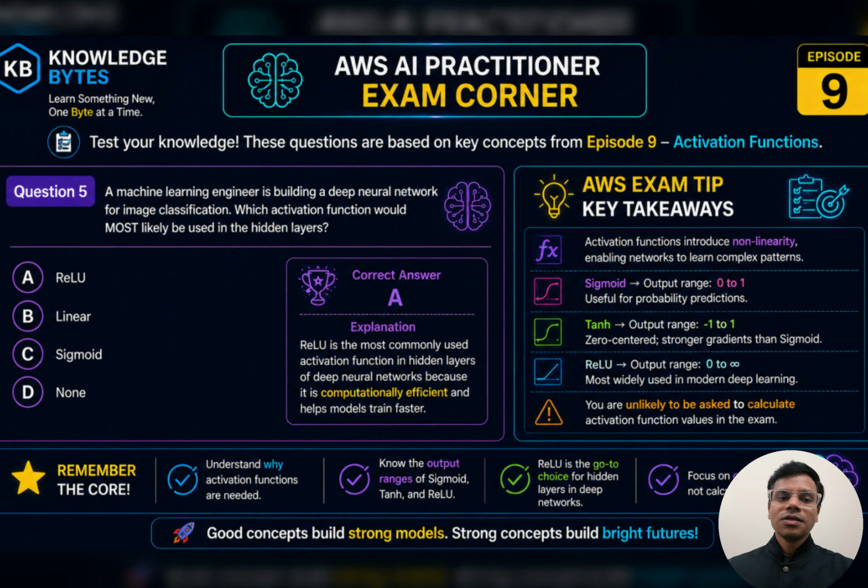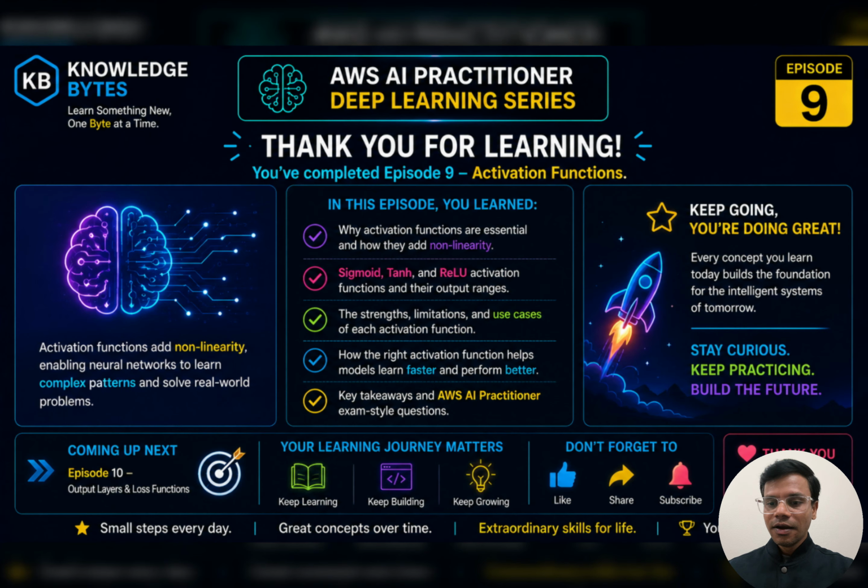One tip I'll give you for the AWS exam: you are unlikely to calculate exact activation function values in the exam, so focus on the concepts. Sigmoid outputs 0 to 1, Tanh outputs -1 to 1, and ReLU outputs 0 to positive infinity, whatever the number is, as is, right? And activation functions add non-linearity. This is where we should remember this one.